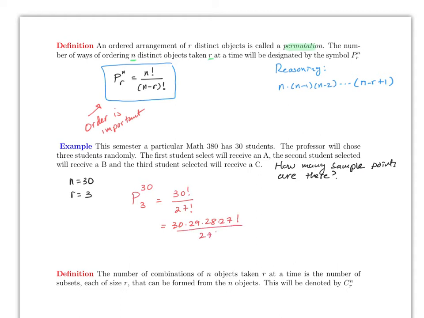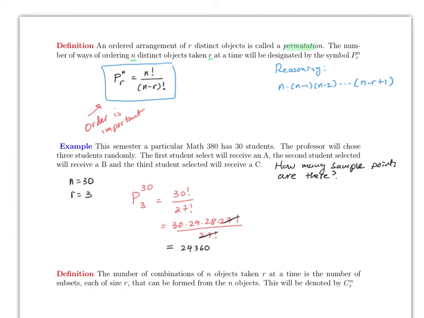You can also use a calculator if you don't want to go through this. And then the answer is 24,360. So therefore there are 24,360 different ways to select 3 people from 30 if the order is important, meaning the first one will get an A, second will get a B, and third one will get a C.